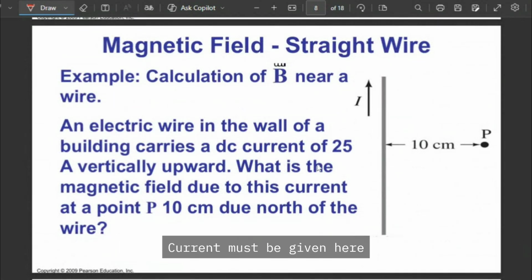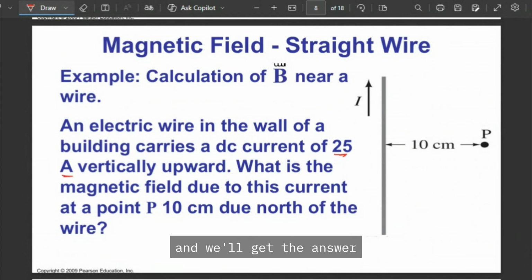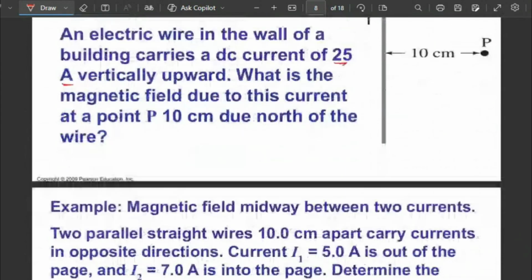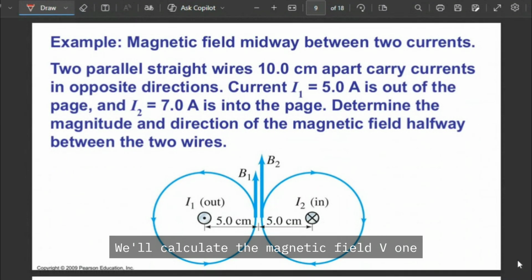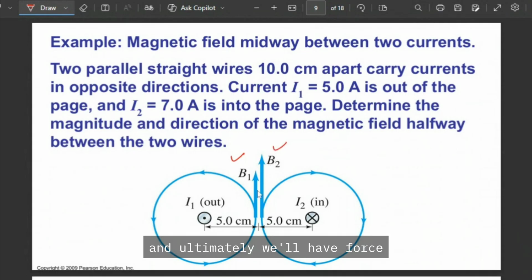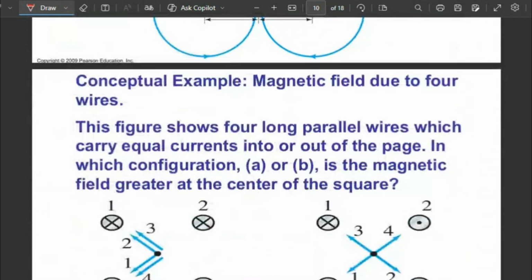Current must be given here, that is 25 amperes. So we'll substitute the values into that relation and we'll get the answer. We'll discuss it through the homework problem. Apart from this, again, this is going to be the same one. We'll calculate the magnetic field B1, we'll calculate the magnetic field B2, and ultimately we'll have force, whichever we needed. We can simply use the relation which we saw on the last page.